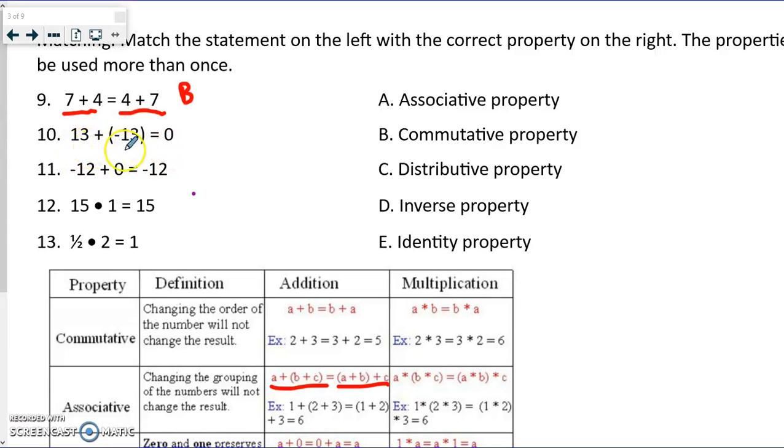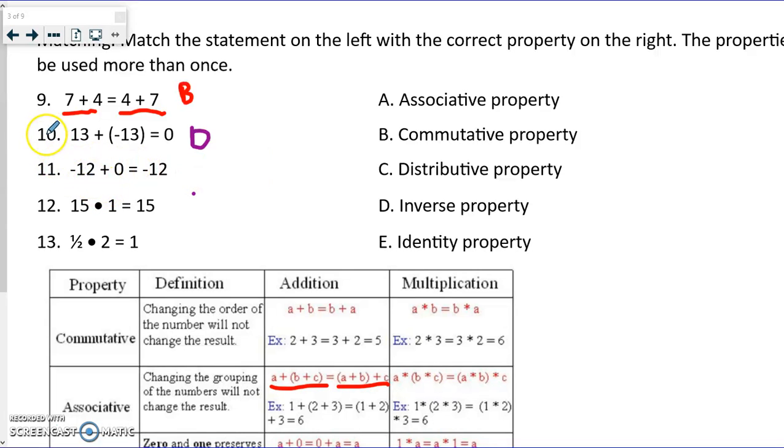For number 10, we have 13 plus a negative 13 equals 0. So adding the opposite gives us 0. So you added the inverse, all right? So this is the inverse property because negative 13 is the inverse. So you added the inverse.